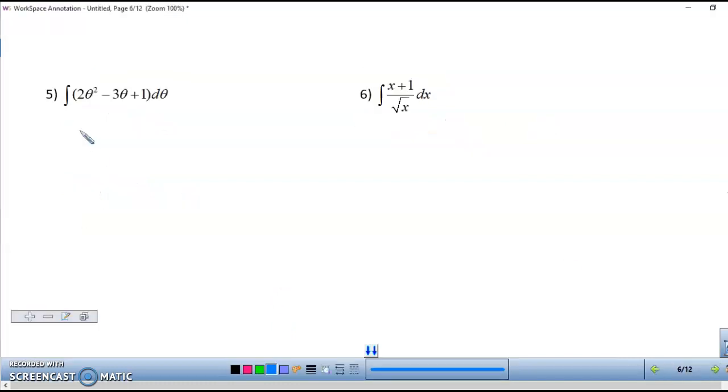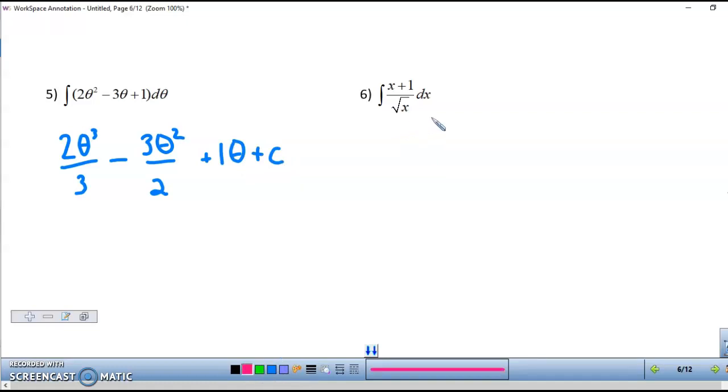This next one has some thetas, but we're not going to freak out over that. I'm just going to do it piece by piece. Theta squared, I'm going to add 1 to my power, so now I have theta cubed, and I multiply by the reciprocal, which is 1/3, so I have that original 2 theta cubed over 3, minus 3 theta squared over 2, plus 1 theta, or just theta, plus c.